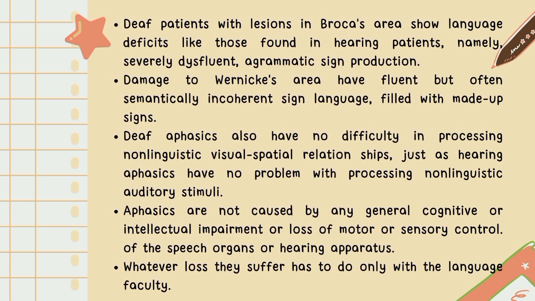Deaf people with language problems can still understand visual things like directions or pictures. In hearing people, those with language problems can still understand sounds. Their language skills are affected, but their ability to see or hear things is still normal. People with aphasia are not stupid or physically disabled. Their problem is specifically with language. They can still think, move, and hear, but they have trouble using language.